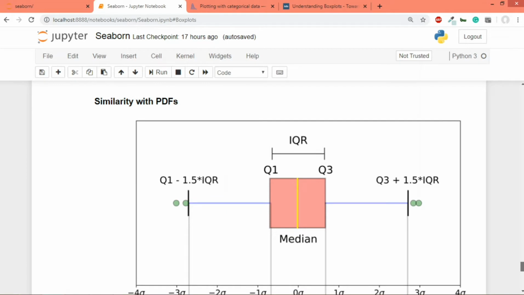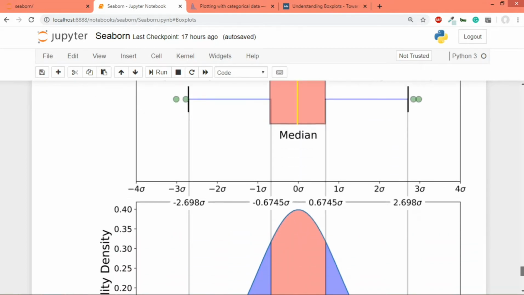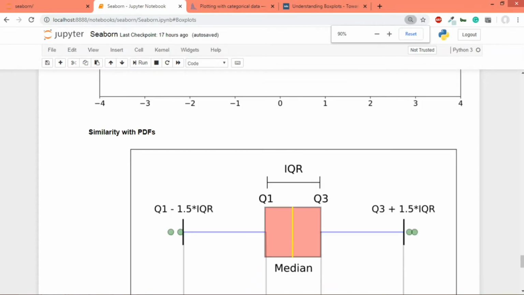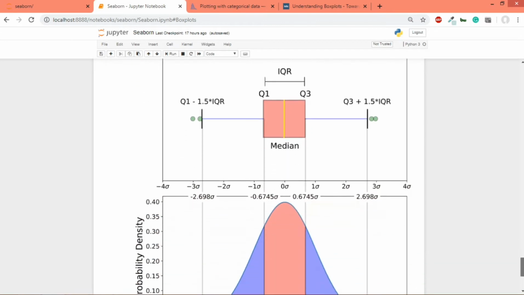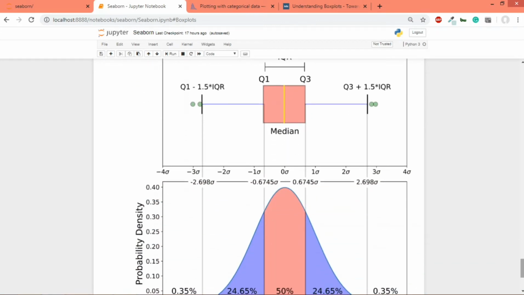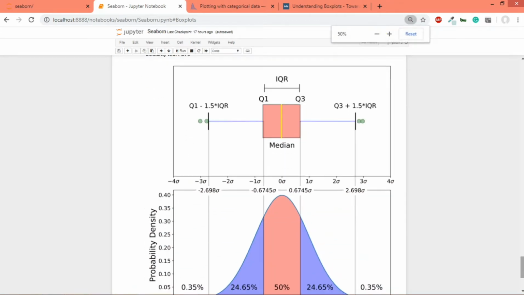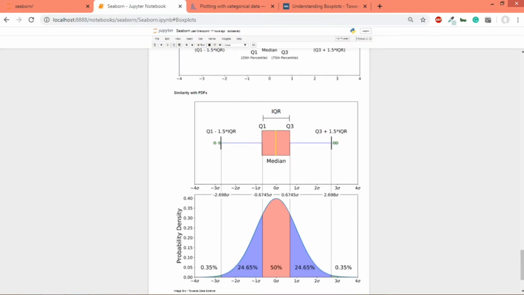So this is the box plot. And in fact, I'll zoom out. Yeah. So you can just see it side by side. So this is a PDF of a normal distribution. And this is the box plot. You can see for a normal distribution, the box, that interquartile range, is directly in the center. And these are the values.